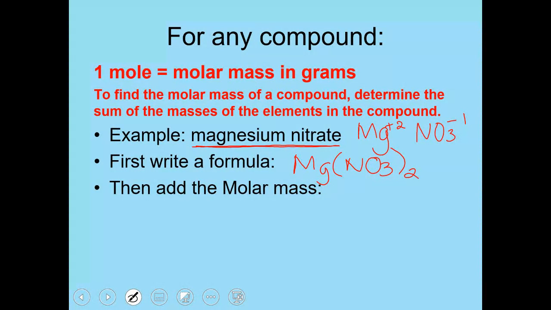Now, magnesium nitrate is made of 3 elements. We've got magnesium, we have nitrogen, and we have oxygen. What you have to do is look at the formula and tell how many of each are in a formula unit for that formula. Like there's 1 magnesium. See right here, there's no subscript, so that means 1.